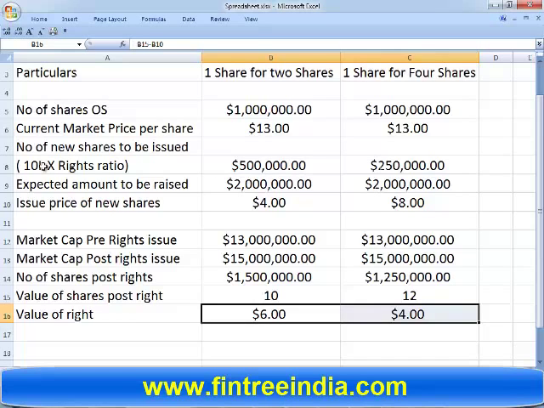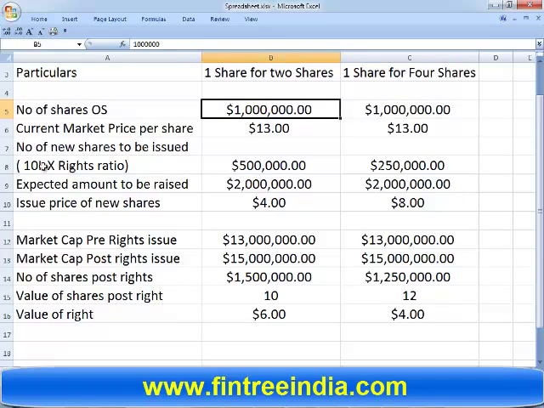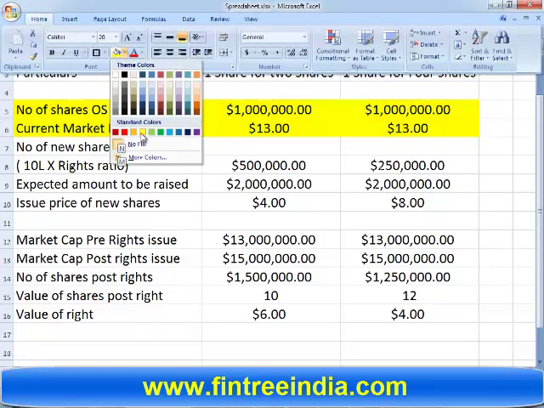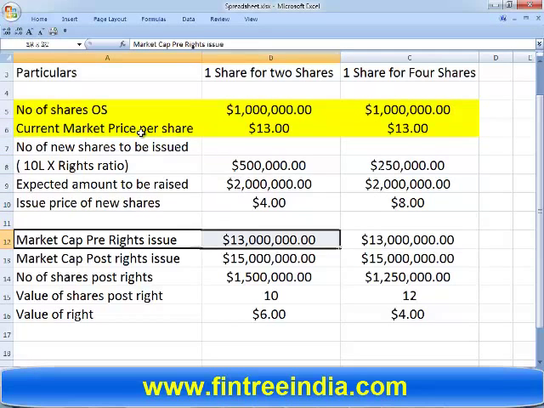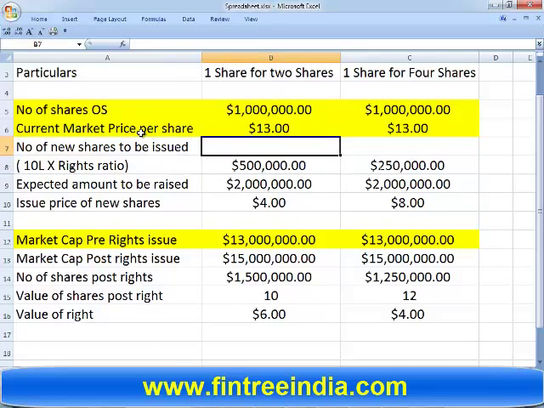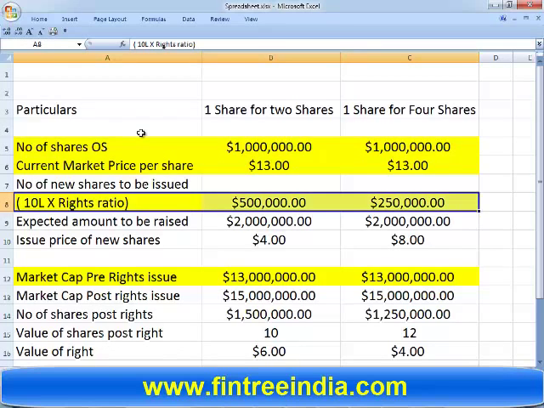Have you followed the logic? Let me start from the beginning. The number of shares was 1 million or 10 lakh originally. Current market price is 13. With this data we can find out the market capitalization pre-rights, which was 1 million into 13, which is 13 million or 130 lakhs. How many shares are we going to issue? Based on this ratio, 1 share for 2 shares, so 5 lakh and 2,50,000.